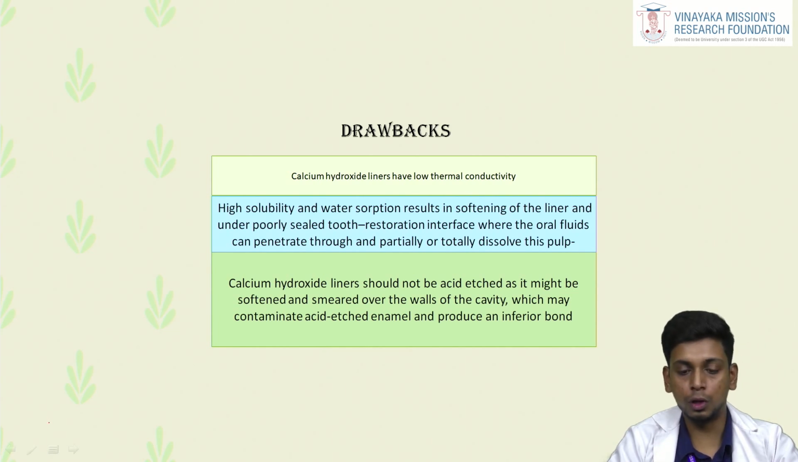High solubility and water absorption results in softening of the liner, and under poorly sealed tooth restoration interface where the oral fluids can penetrate through and partially or totally dissolve this liner. Calcium hydroxide liners should not be acid etched, as it might be softened and smeared over the walls of the cavity, which may contaminate acid etched enamel and produce an inferior bond.